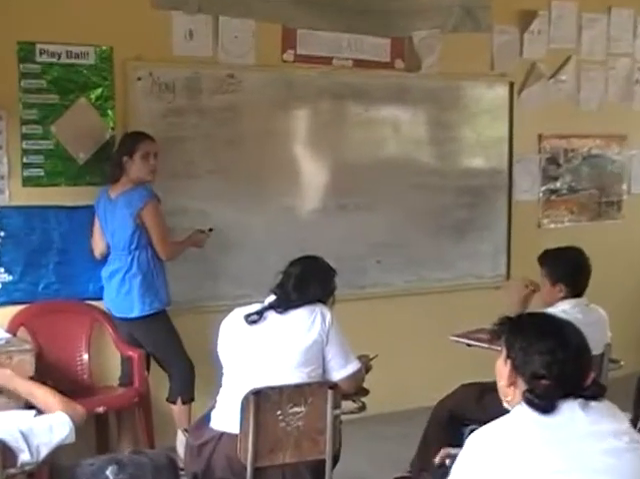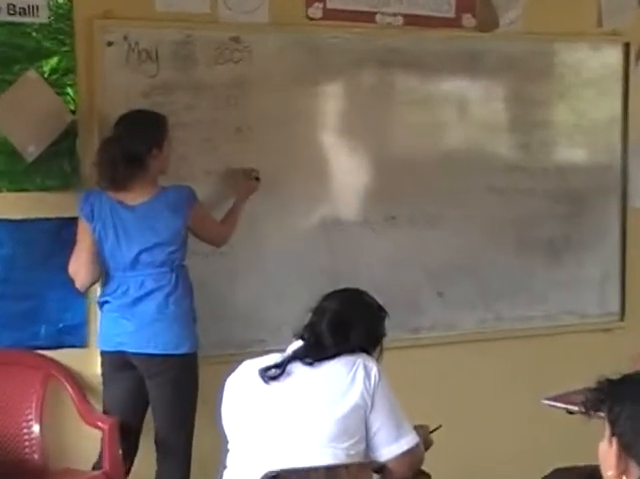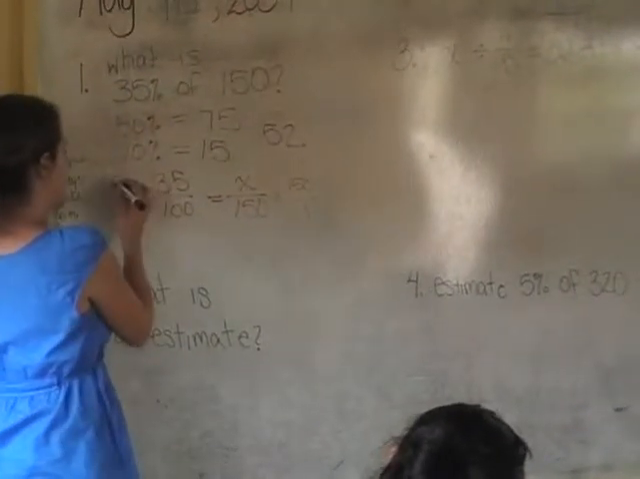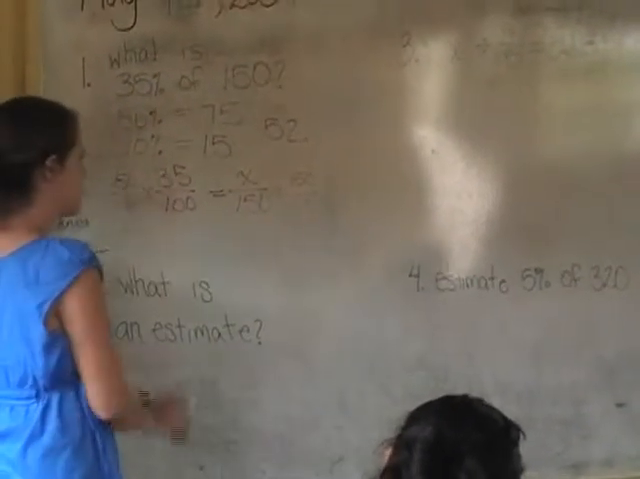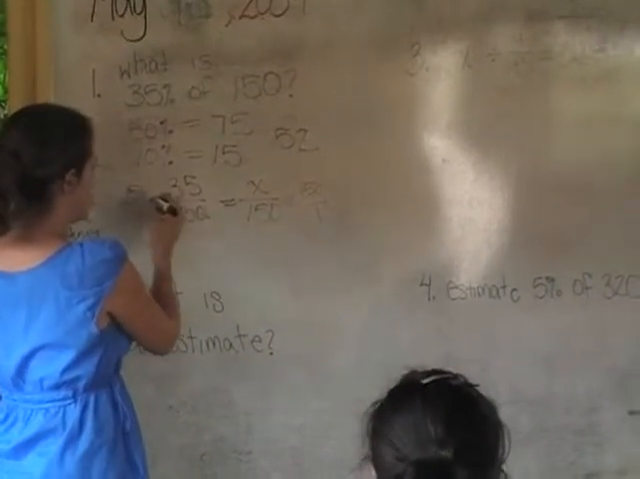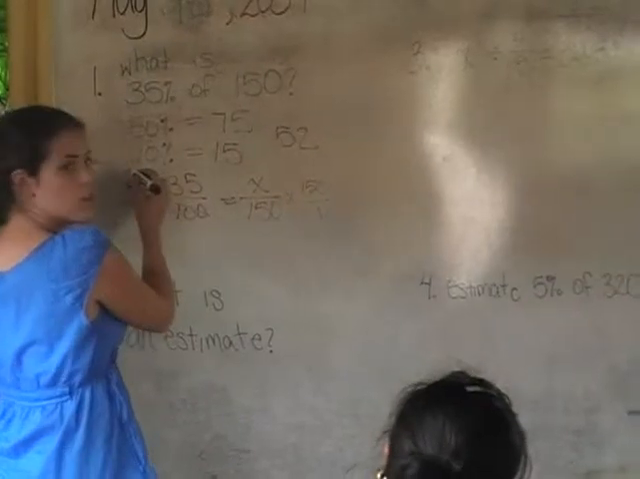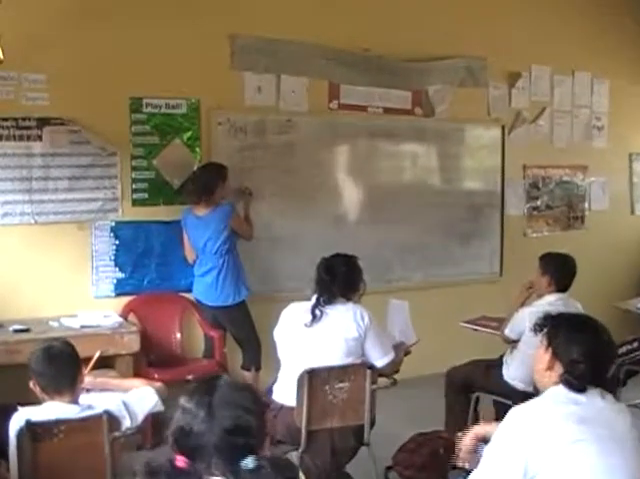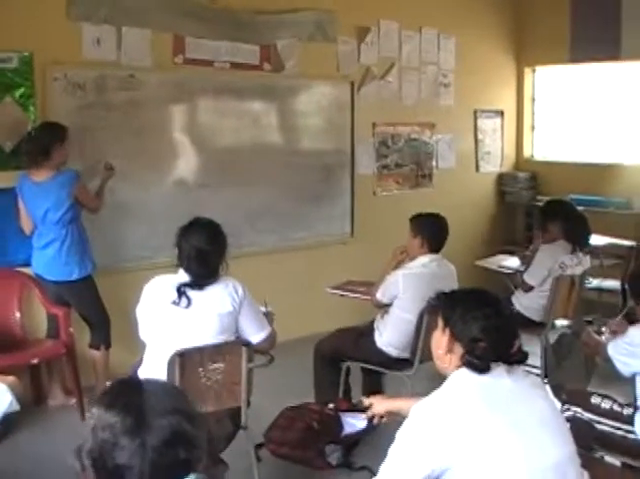Now what do I do? Times 150 over 1 on both sides, right? And do 150 and 100 divided by 50. Divided by 50 equals 3 and equals 2. Very good.